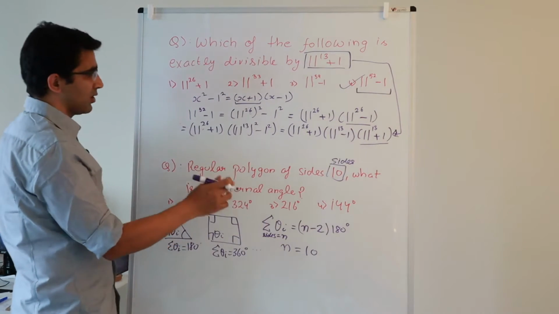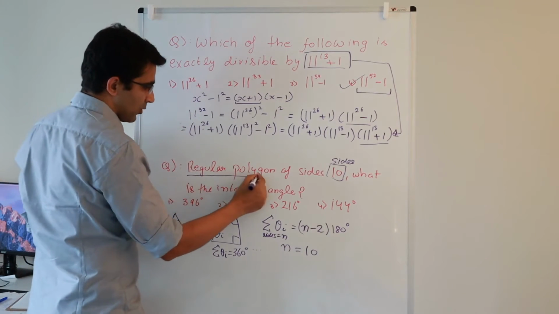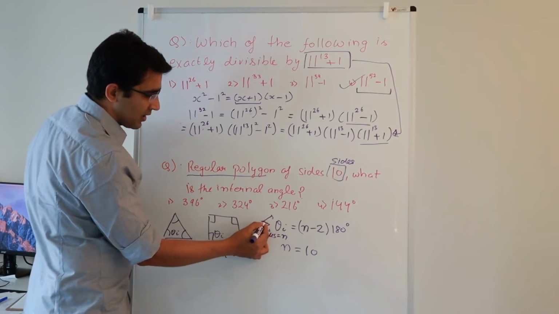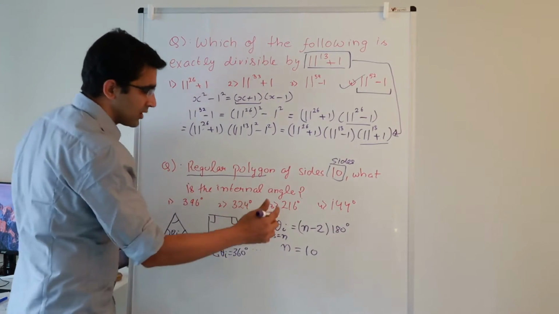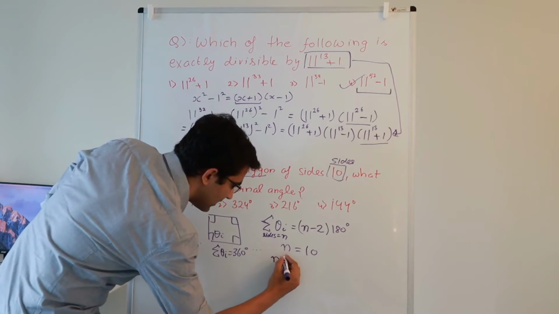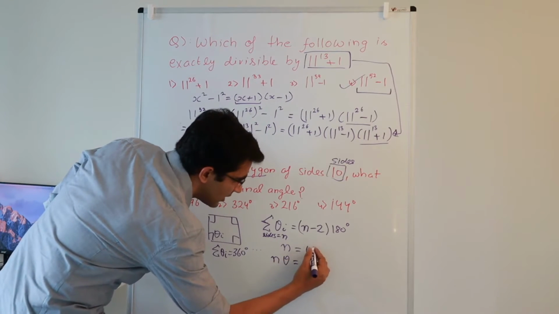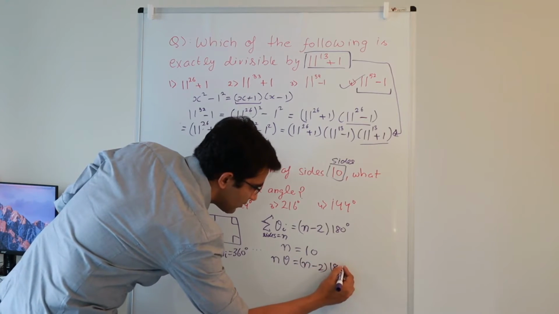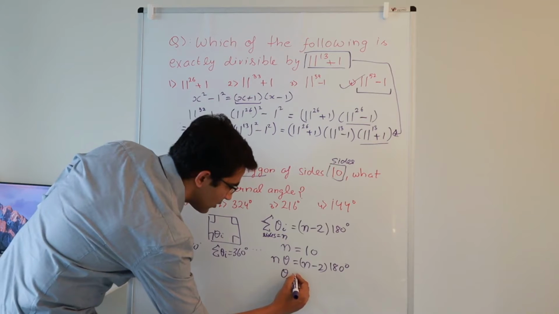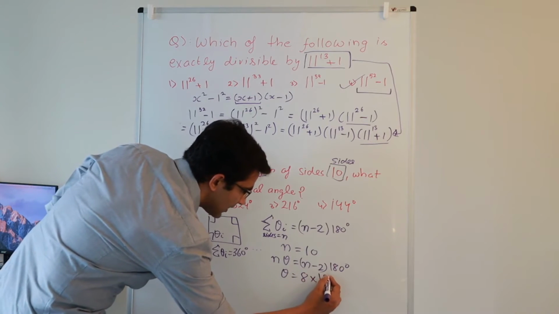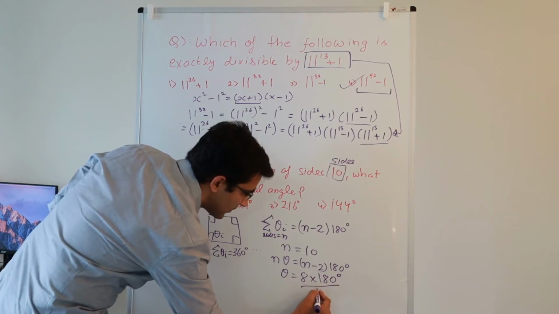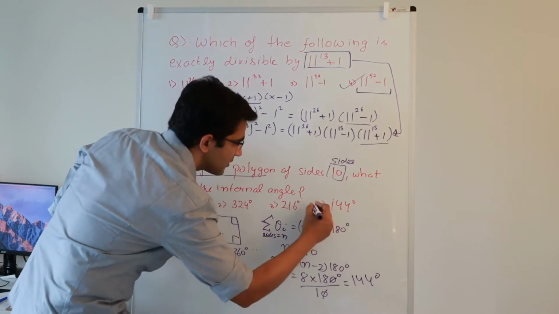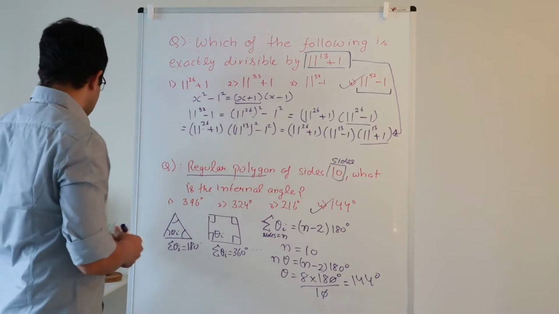Okay, and then after that, if n is equal to 10, so each internal angle, if it is a regular polygon, so what is given to you is a regular polygon, means all the theta are equal. So summation of all these theta will simply be equal to n theta equals to, again, (n minus 2) into 180 degrees. n is given to you equals to 10. So theta will be equal to 8 into 180 degrees divided by 10. So 18 into 8 equals to 144 degrees. Correct answer is answer number 4.